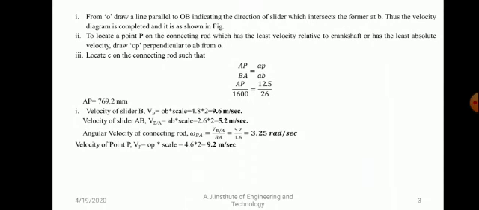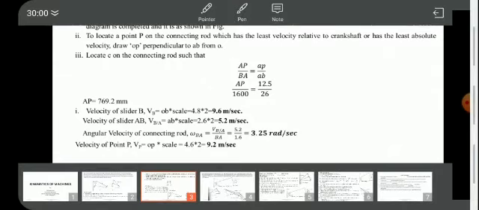Locate P on the connecting rod such that AP by BA is equal to small ap by ba, 12.5 by 26, so AP by 1600 equals 12.5 by 26. Therefore, AP is equal to 769.2 mm. We can get that point.